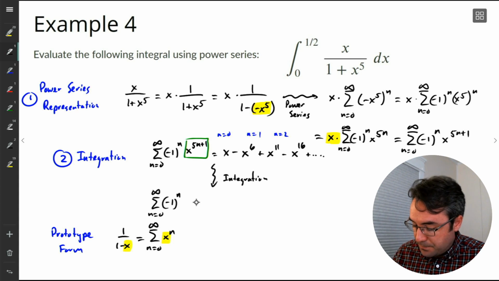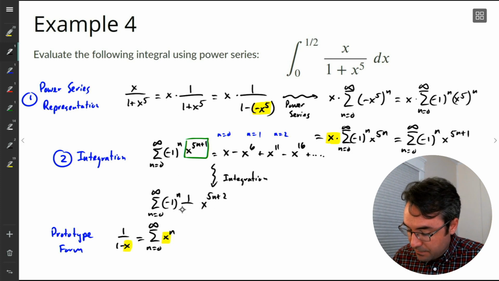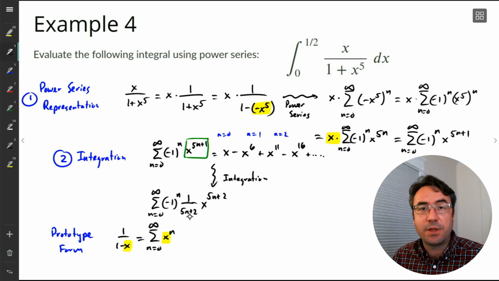I'm just going to do power rule. So keep x the same, add 1 to the exponent, so it's going to take us up to 5n plus 2. So we were at 5n plus 1. If we add 1, we get 5n plus 2. We take that new exponent, flip it, put it in front of the x. So we end up with 1 over 5n plus 2 in front. So that's what it looks like when we integrate the sigma notation here.